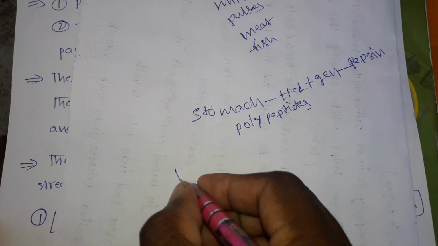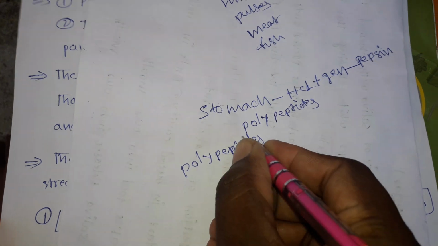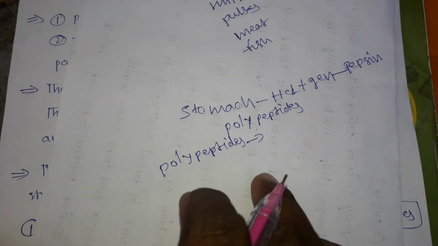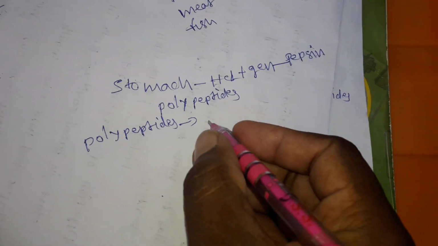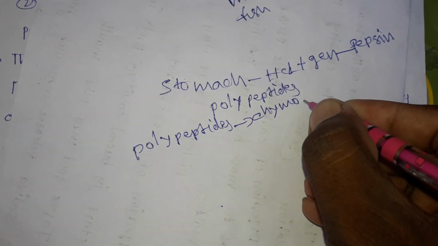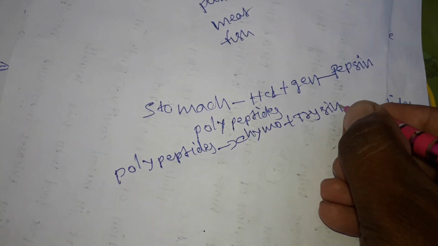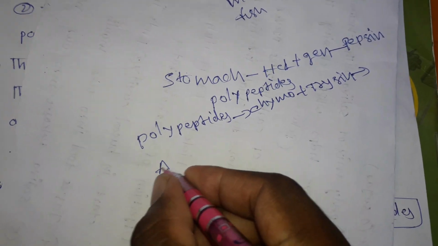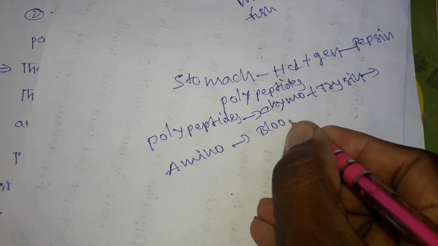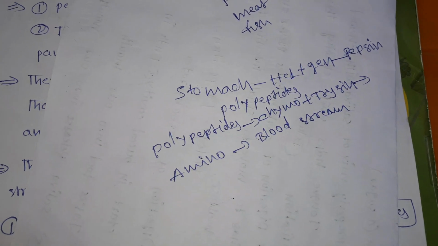These polypeptides move into the small intestine or duodenum. These polypeptides move to the small intestine, and the pancreas releases chymotrypsin and trypsin. Chymotrypsin plus trypsin, these two can convert these polypeptides into amino acids. Amino acids mix into the bloodstream. Over. Within 2-3 sentences, that concept is clear.